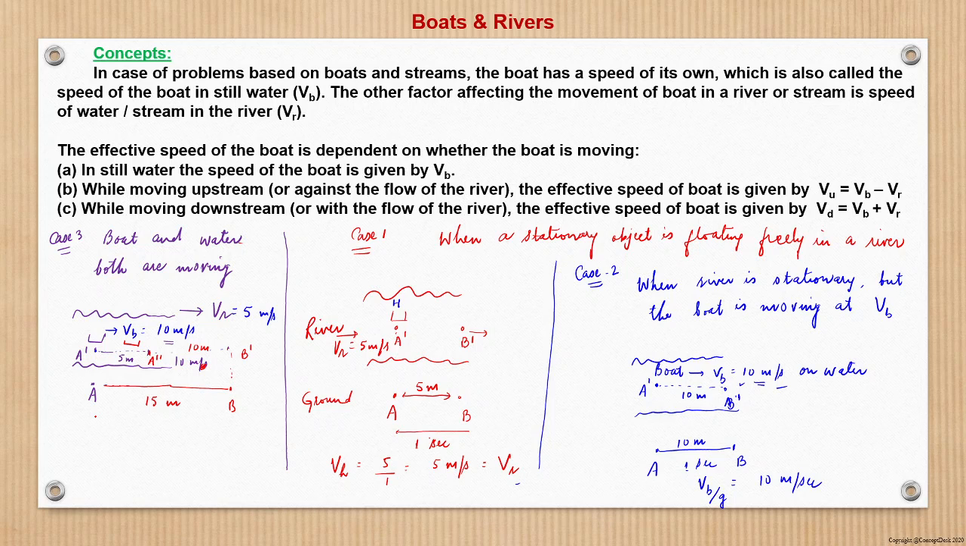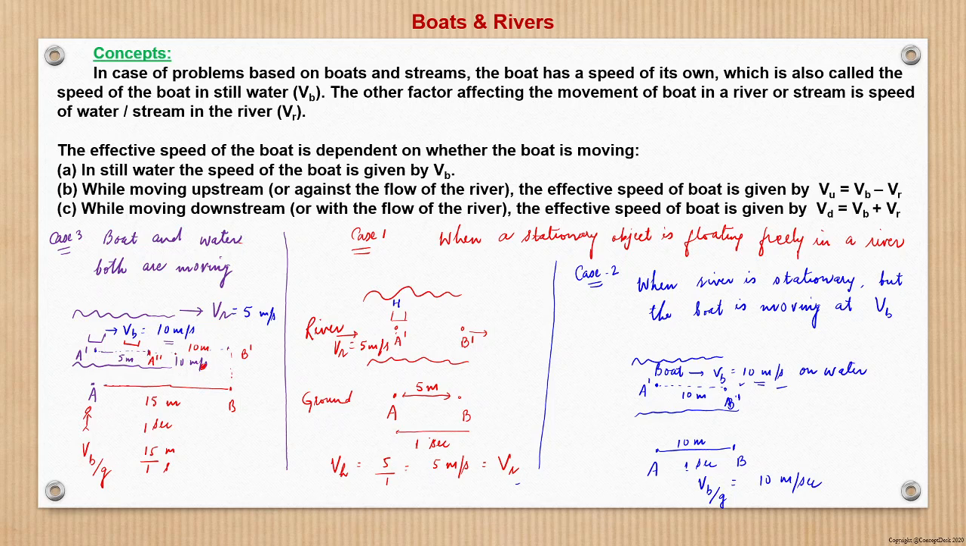Now if we see, a person standing at A will say that in 1 second the boat has covered 15 meter in 1 second, right? So this is the velocity of the boat, but with respect to what? Not with respect to water. This is with respect to ground, right?